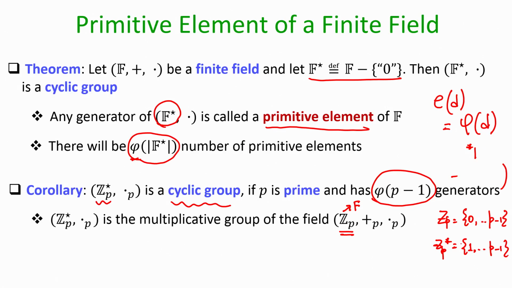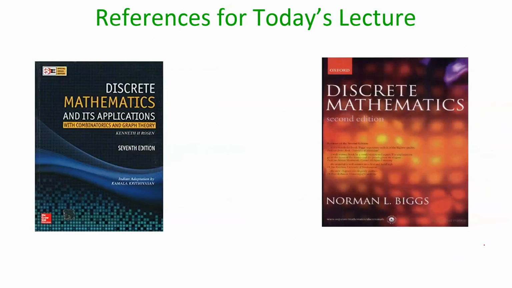And this is a very crucial property which, if you recall, we utilized during our discussion on the Diffie-Hellman key exchange protocol and the Elgamal encryption scheme. There we performed operations over ZP star, and there I assumed that it is a cyclic group with some generator. Right, you might be wondering what the guarantee is that ZP star is indeed a cyclic group. Well, now we have proved that ZP star is a cyclic group and it will have phi of p minus 1 generators.